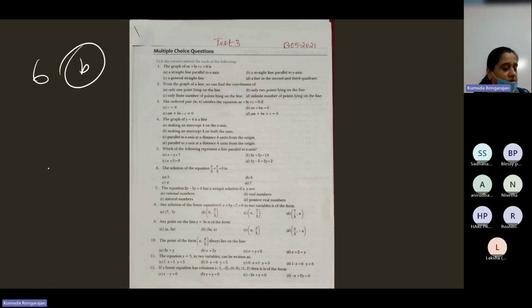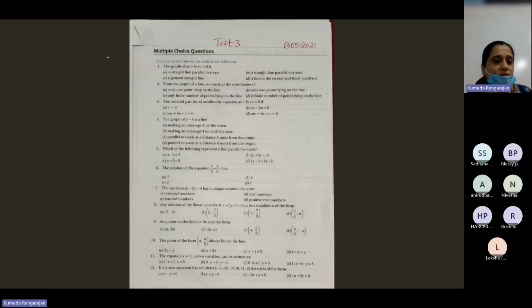Seventh one, the equation 2x minus 5y is equal to 4 has a unique solution if x and y are rational numbers, positive real numbers, or real numbers. Unique solution means what? It means it has only one solution. I have to talk to you about unique solution, many solutions, and no solution. So let me postpone this to the next class because I want to discuss that answer also.